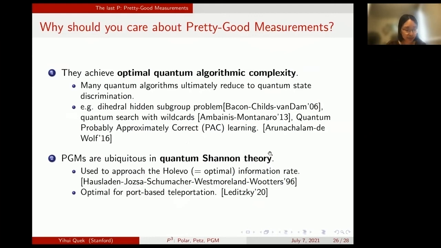So another place where PGMs occur is in quantum Shannon theory, where they are again used to approach the optimal information rate. And there's also this application called port-based teleportation in which PGMs occur.